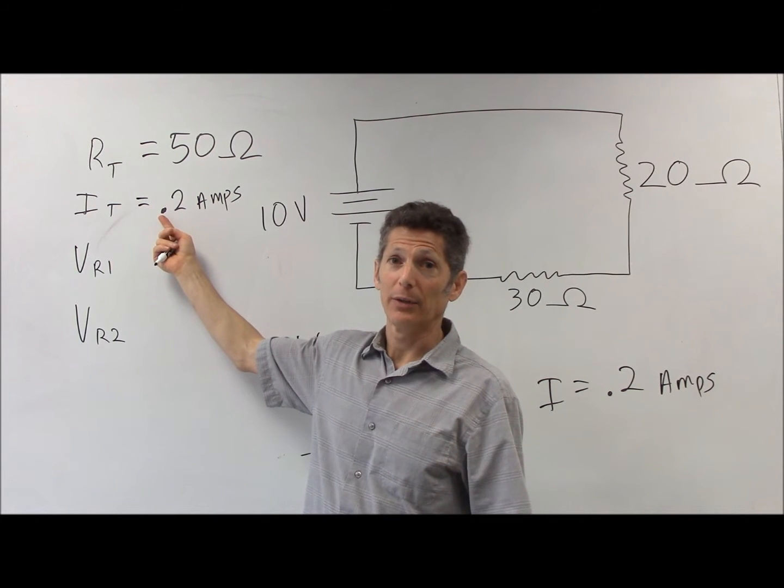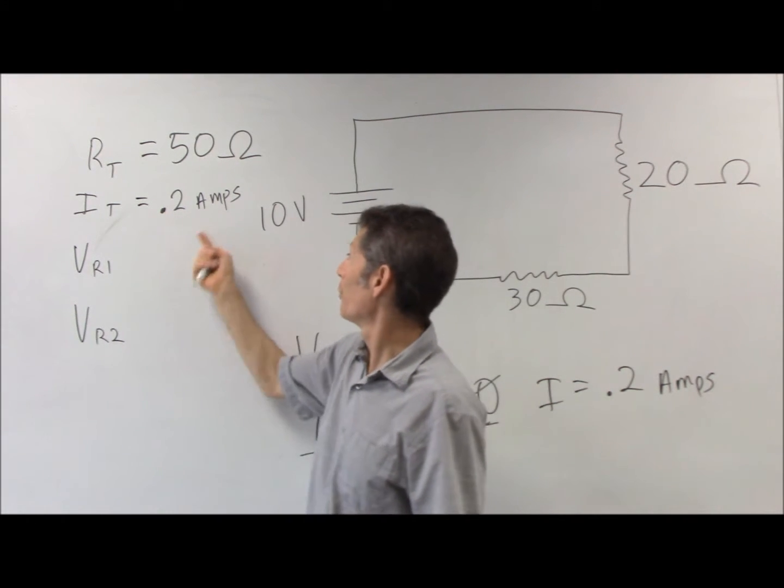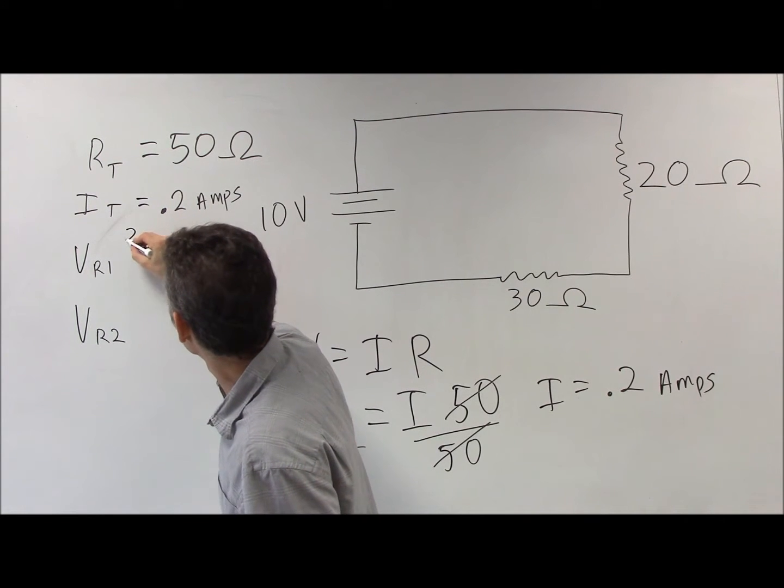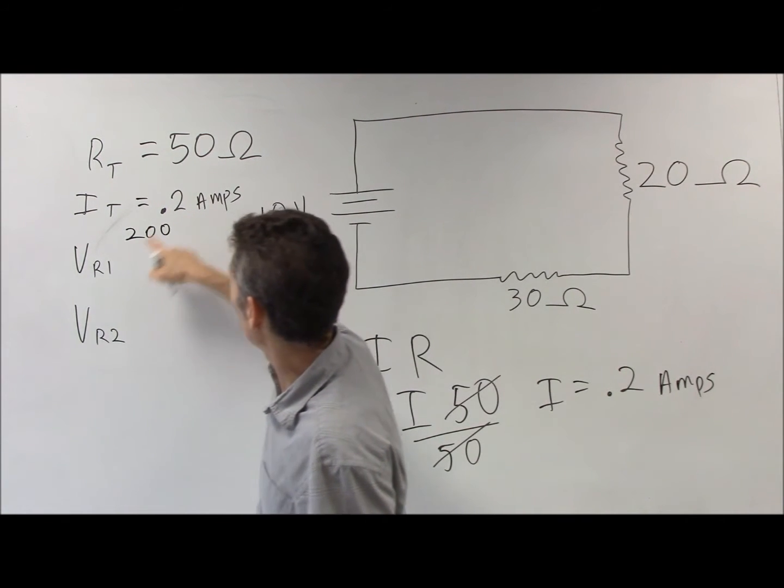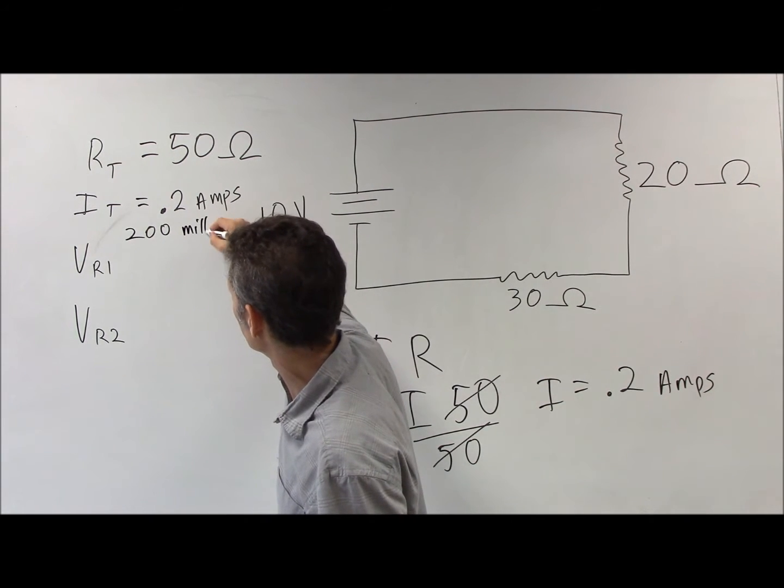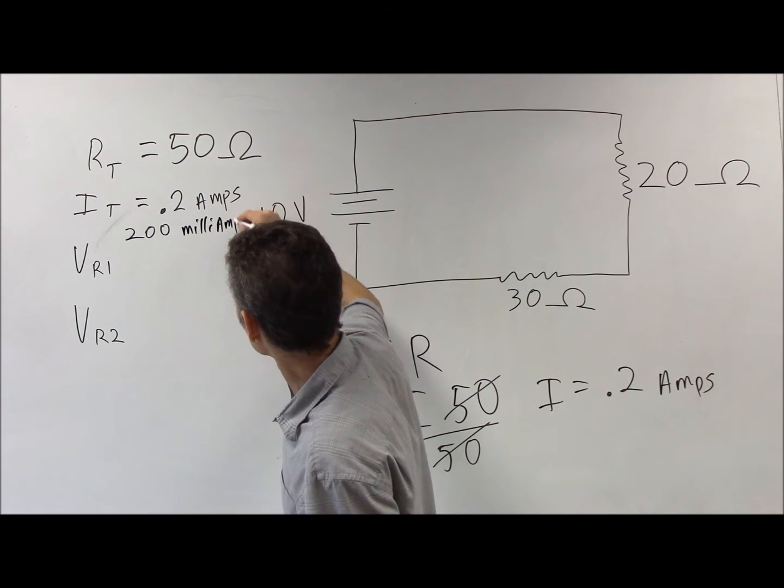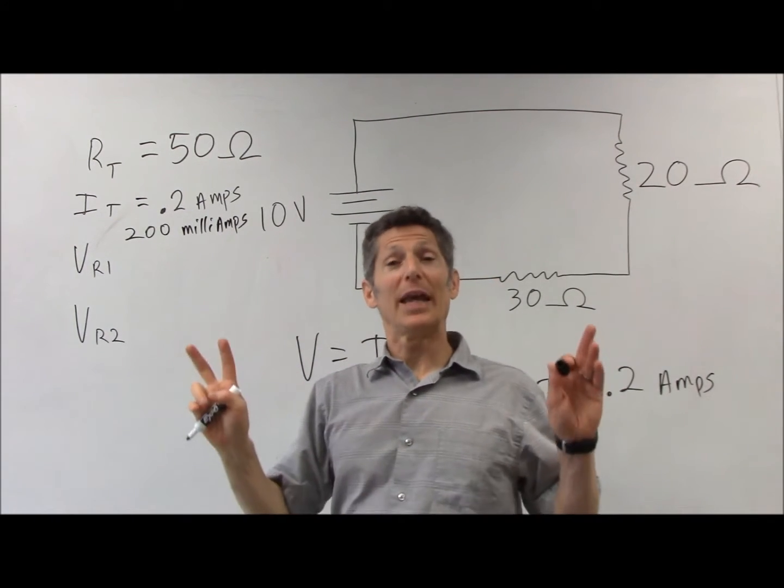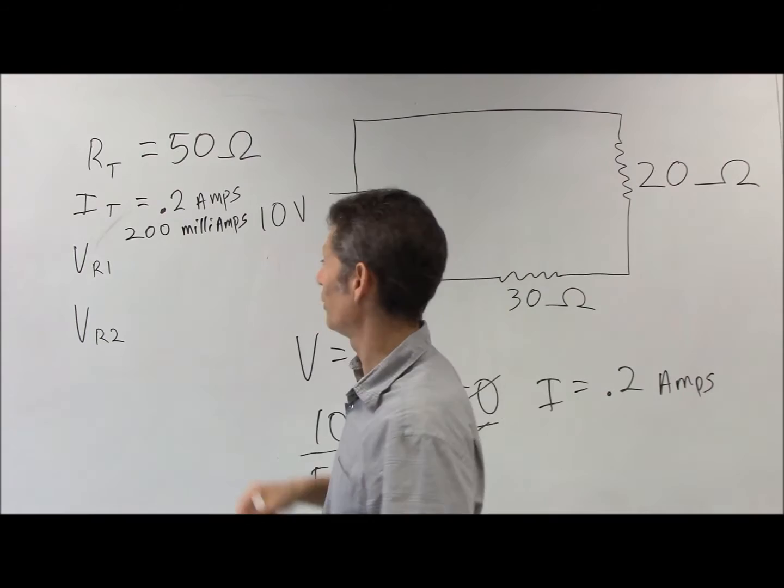Now, if I ask you to write this in engineering notation, you have to have something in front of the decimal point here. So I would have to move this over 3 places. So it's 200, right? 1, 2, 3. It's really 200 milliamps. That's really how I should write it if I were to do it in engineering notation, which is what they want you to do sometimes.